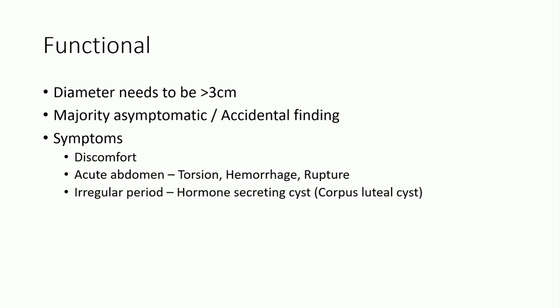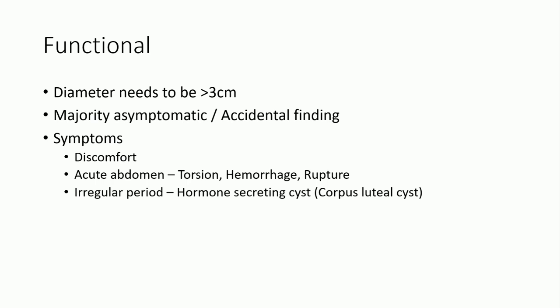The rare symptoms are, one, discomfort due to the size or due to compression of the adjacent structures. Patients may feel pain or discomfort. That's the most common symptom if they develop symptoms. The next one is acute abdomen due to an accident of the tumor, like torsion. We know torsion, and hemorrhage.